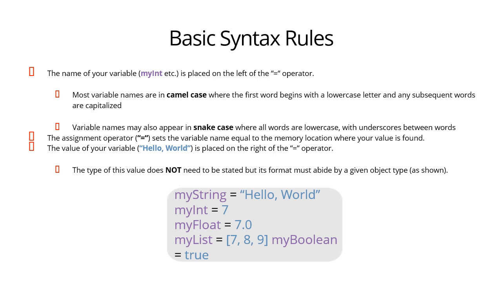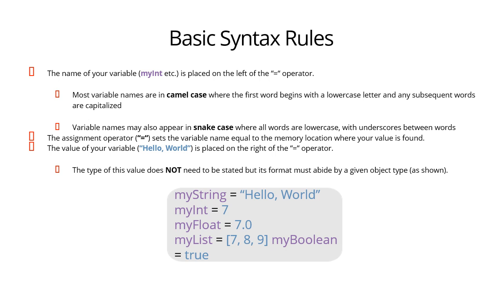So the assignment operator, which most people refer to as equal to, sets the variable name equal to the memory location where the value is found. So if I say my string equals hello world, the hello world will be stored in my string, which is the memory location. The value of the variable, hello world, is placed on the right of the operator. The type of this value does not need to be stated, but its format must abide by a given object type, as shown.